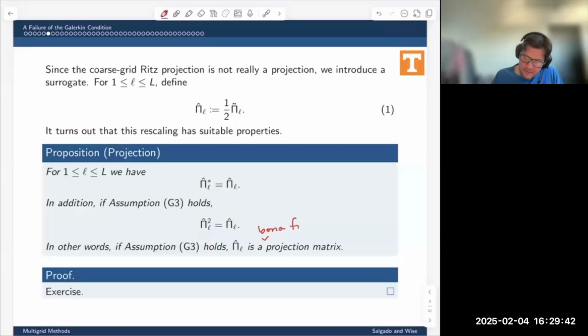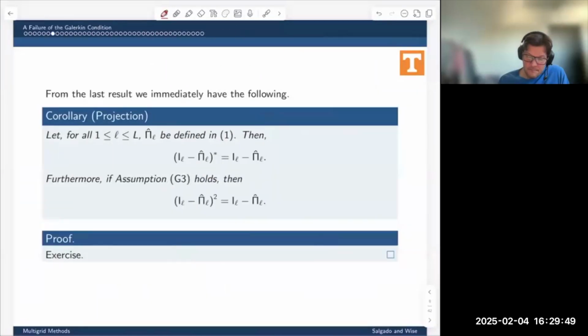Bona fide, a Latin phrase. Good and true. All right. Now, if that's true, if pi L hat is a projection matrix that is also self-adjoint, then I minus pi L hat is self-adjoint. Its adjoint is itself. And by adjoint, or the star operation, I mean the adjoint with respect to the AL inner product. And it's also a projection matrix.